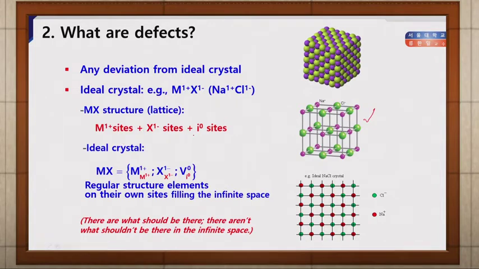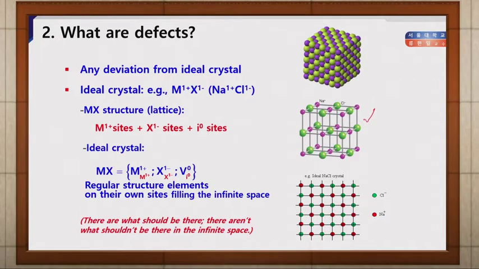Now what is important is the charge. In this ideal crystal, for the case of sodium chloride, the cation site should be singly positively charged. The anion site should be singly negatively charged. And the interstitial site has no charge because it's empty.